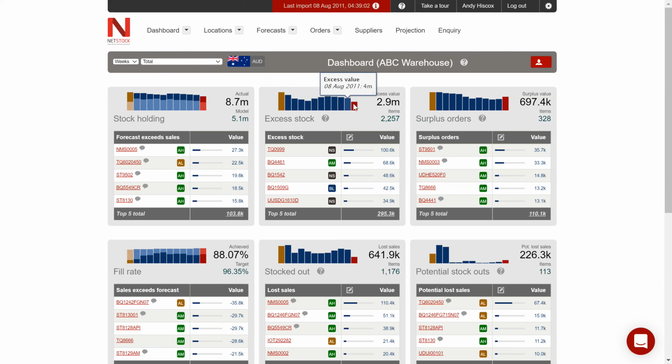Then some surplus orders arrived. Now we're starting to get the excess stock down, but we still have quite a little bit of excess in our inventory, and that's obviously preventing us from achieving that, so we have to work on getting that down. The dashboard highlights for us the worst 5 offenders in descending order.